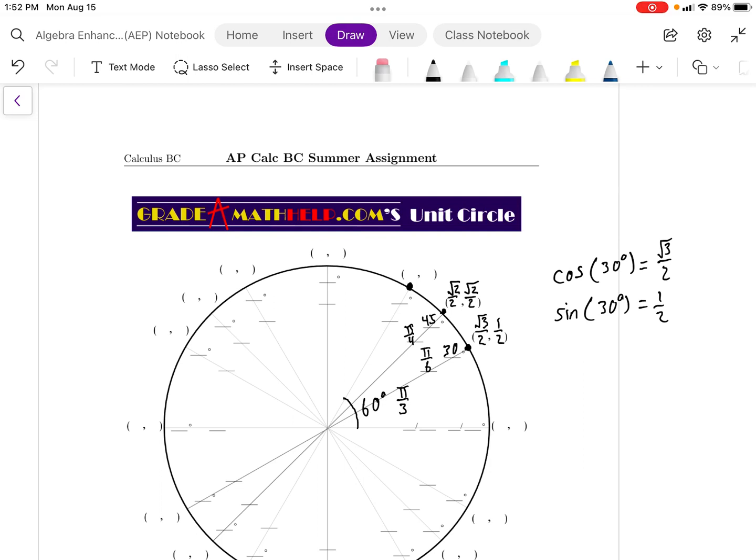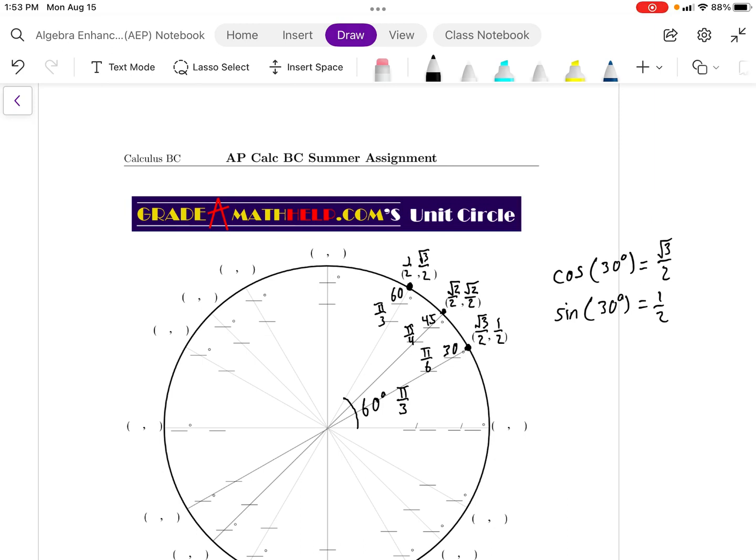Our x value is 1/2. Our y value is the square root of 3 over 2. And that's how we get the 3 standard angles in our unit circle, right? Pi over 6, pi over 4, and now pi over 3. So that's how we get our 30 degree, 45 degree, and 60 degree.